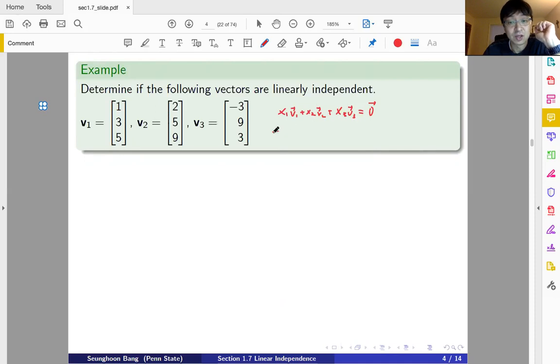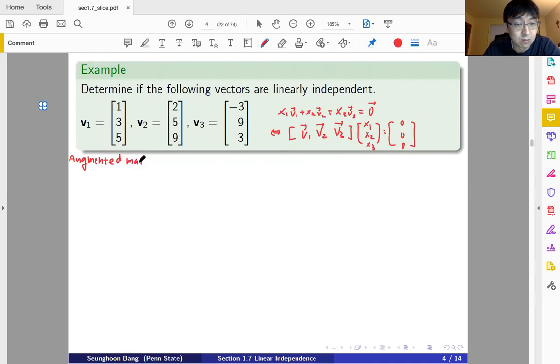What does it mean? You can change this one to the matrix with columns V1, V2, V3 times the vector x1, x2, x3 equal to the zero vector. So I can change this one to the augmented matrix.